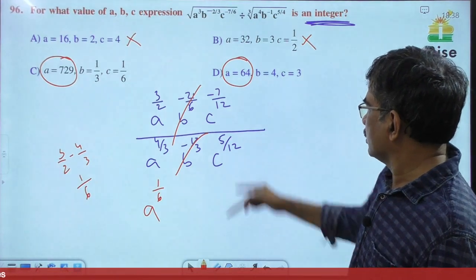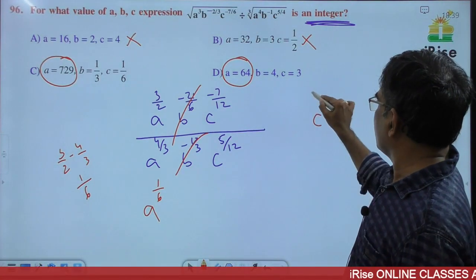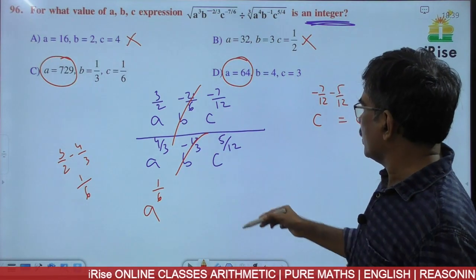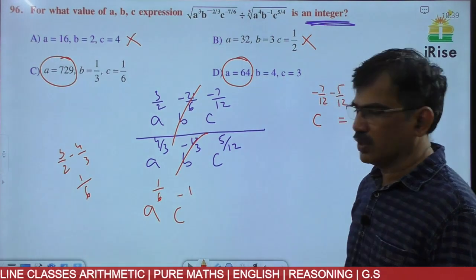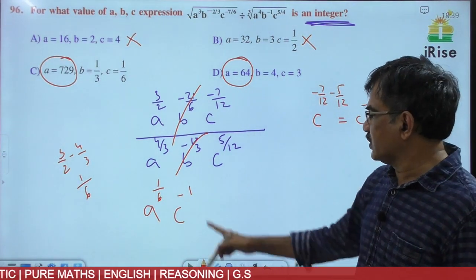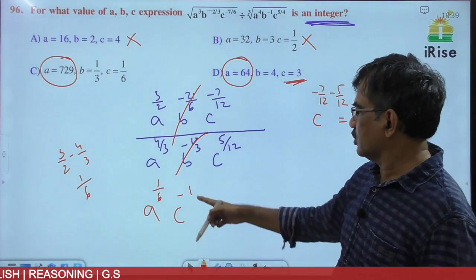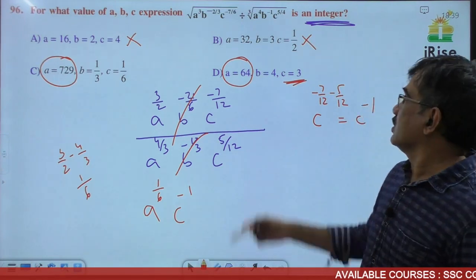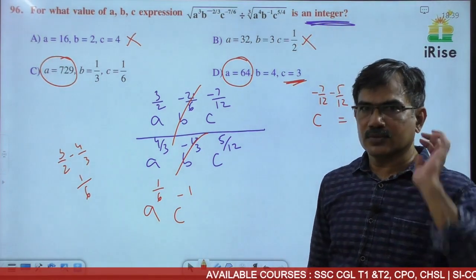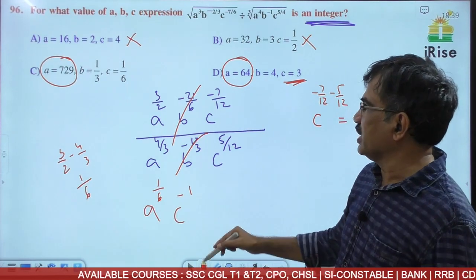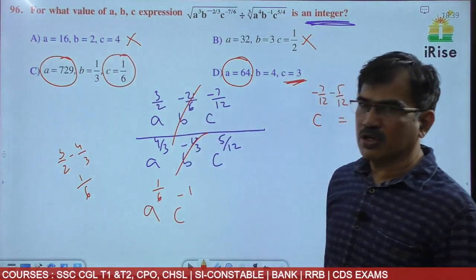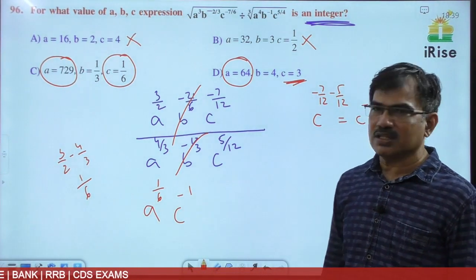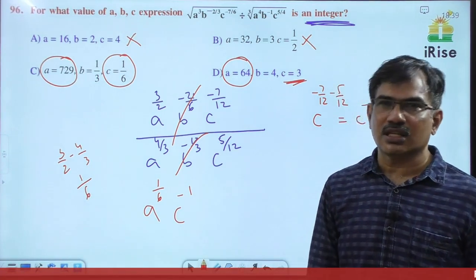Okay, next one, C. C power minus 7 by 12 minus 5 by 12 equals C power minus 1. Here if C is 3, C power minus 1 becomes 1 by 3, which is not an integer. So C should be the reciprocal of an integer. If C is 1 by 6, 1 by 6 power minus 1 is an integer. So the product of these two integers gives an integer.